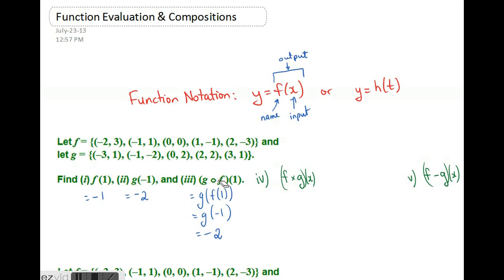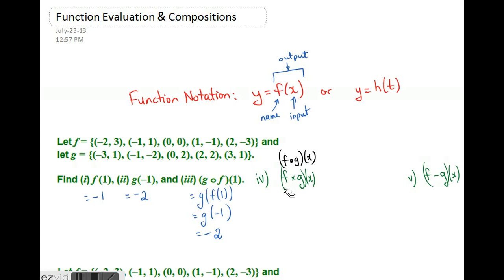Something to be careful of: notation for multiplication could also be written with a circle. Some textbooks use this for multiplication as well. So just pay attention that compositions are not filled in circles, okay?